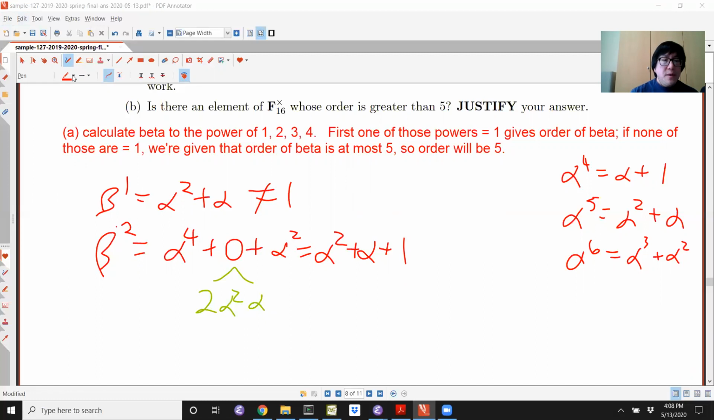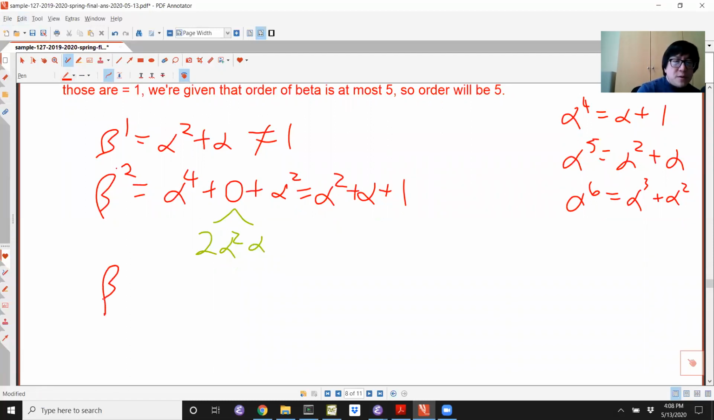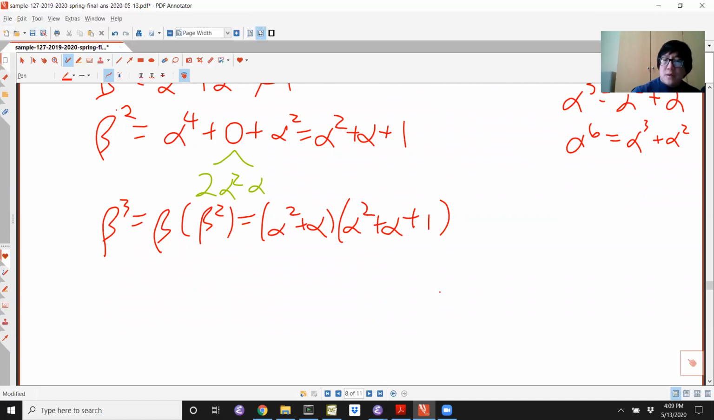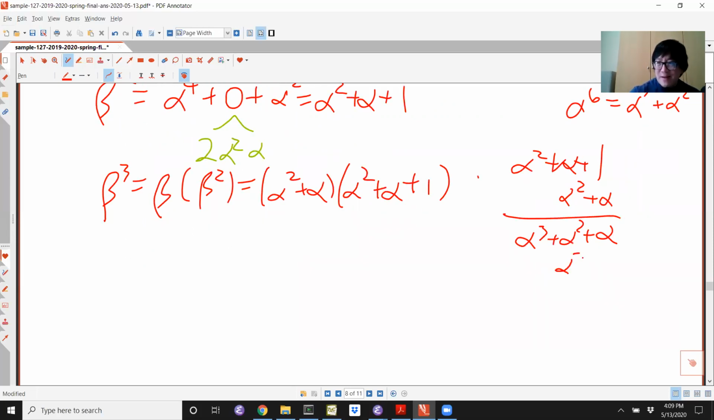Okay, so now let's do beta cubed. To calculate beta cubed, you don't want to sit there and cube that thing out. Beta cubed is equal to beta times beta squared, which is equal to alpha squared plus alpha times alpha squared plus alpha plus 1. I'll be honest, I can sort of do this in my head, but it's probably better to show a more durable way of doing this. It depends on how much money is on the line. If somebody told me I'm going to give you $1 million if you get this correct, I would do this out. So in terms of a final exam, it's not such a bad idea to do this out.